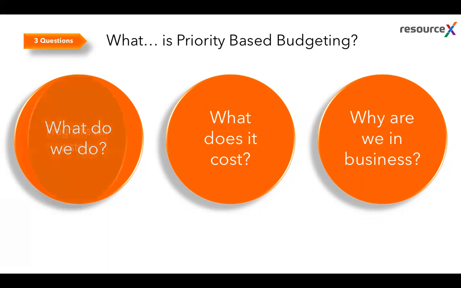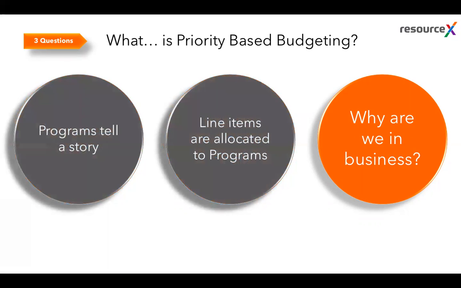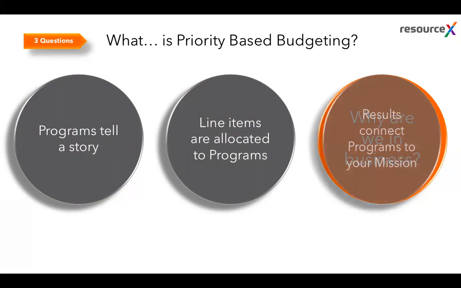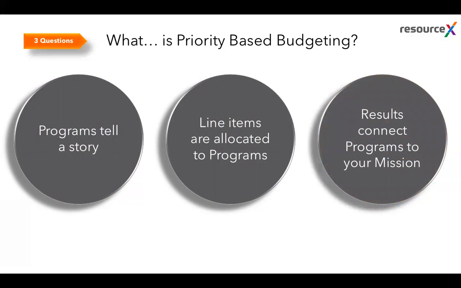So the first question, what do we do? This is answered by program identification. So you all went through that process last year. Danielle has done a lot of work to consolidate and combine programs for this year. What does it cost? That's what we're going to focus on today, which is just getting your line items allocated to the programs to help identify a true cost of each specific program. And then the final question, why are we in business? This is connecting your programs to the results that have been identified by the City of Lawrence. So those are the 3 steps that we're going to cover just at a very high level first, and then we'll do a deeper dive into allocations.